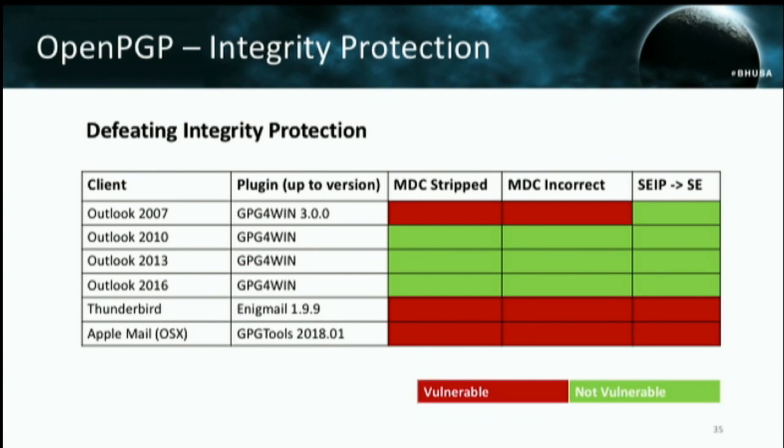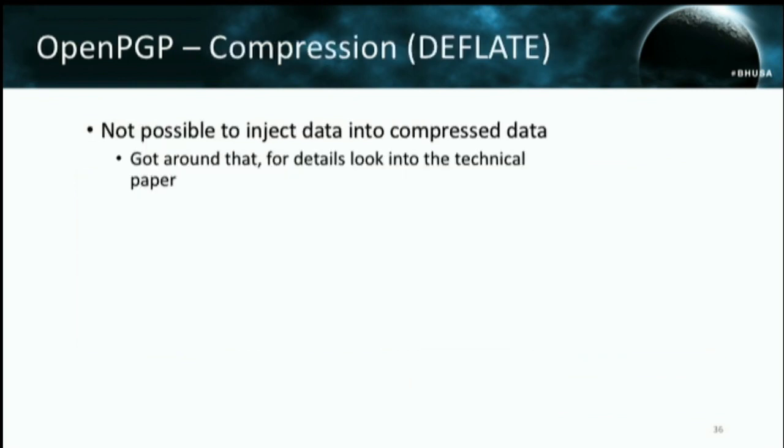So we had kind of dealt with this integrity protection, and we moved on to look at this compression thing. The compression makes our life much harder in different ways. The first way is that it's not possible for us to inject data into a compressed data packet without knowing the whole plaintext, because we don't know how the compression is done, how the symbols are defined. So we had to get around this, and we got around that. It's really kind of complicated, and if you are interested in that, just look into the technical paper or ask us afterwards in the rep room.